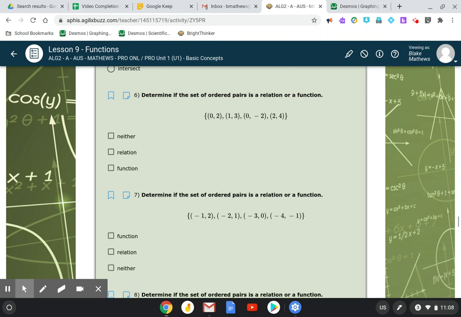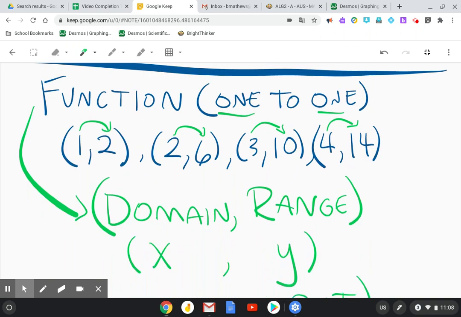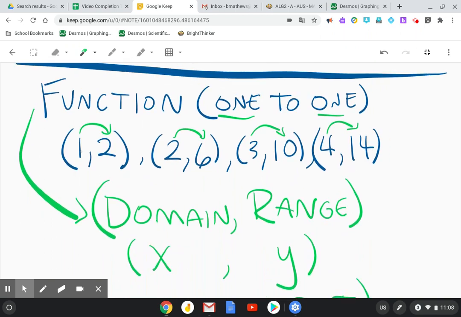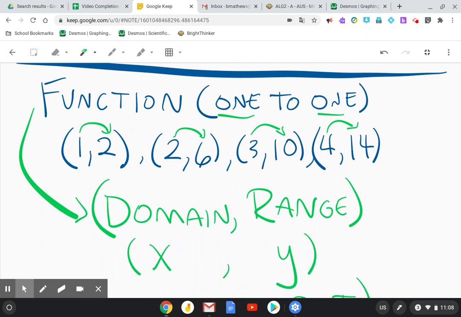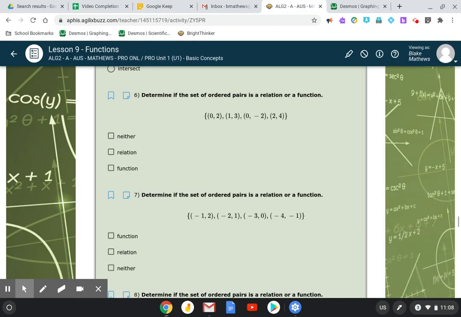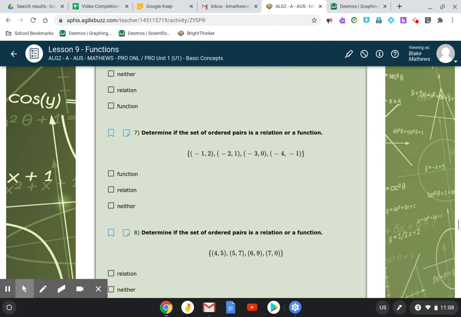And I'll remind you, the way you know it's a function is if it is 1 to 1, meaning there is no repeating x value. So you need to make sure there are no repeating x values in these functions or in these relations, and that would mean you could check the box for function, for instance. But I'll tell you right now, they are all relations because all sets of ordered pairs are relations.